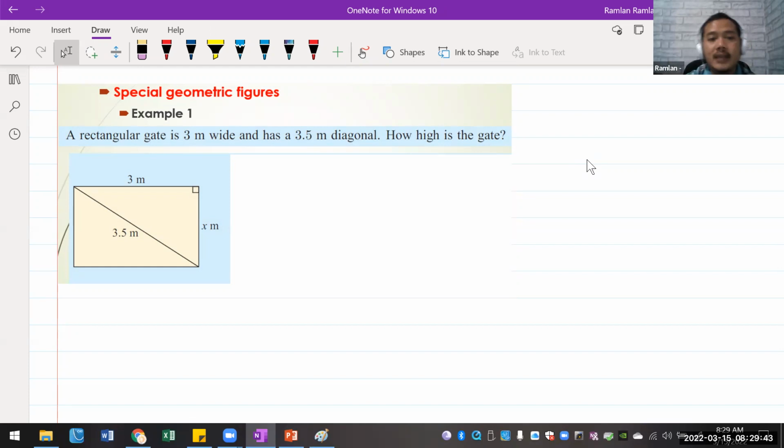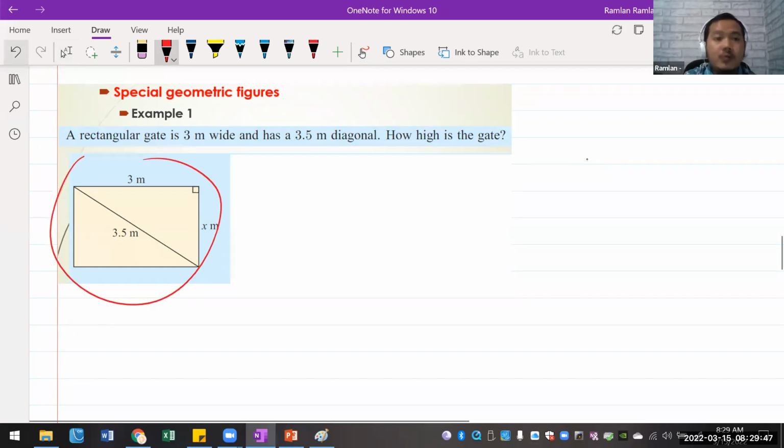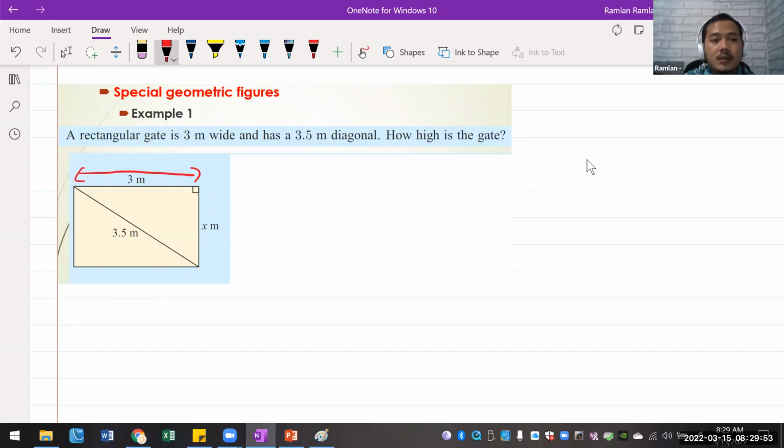Okay, so this is a gate, for example. And then we have the width is 3. The width of that rectangle is 3, so from here to here is 3 meters. And then we have a diagonal here. The diagonal is 3.5 meters. The question is, how high is it?